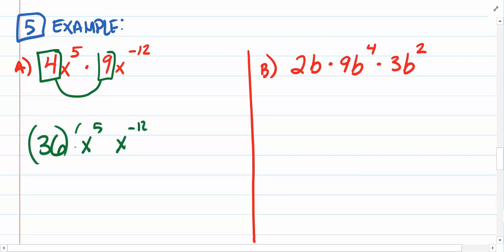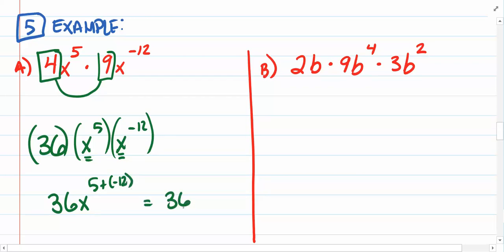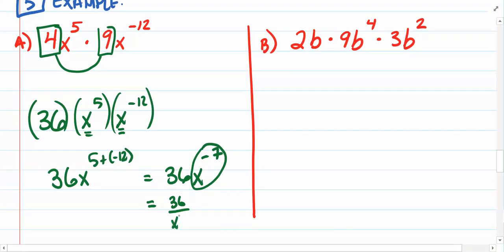So I have a 36, I have an x to the 5th, and I have an x to the negative 12. Well, because my x's share the same base, I can add their exponents. So I get 36x to the 5 plus negative 12, which is going to give me 36x to the negative 7. But I can't leave it like that because now I have a negative exponent. In the previous lesson, we learned that this is just going to be 36 all divided by x to the 7th power, and that would be the correct way to represent that answer.